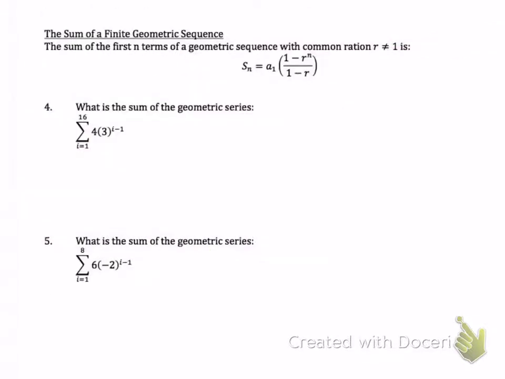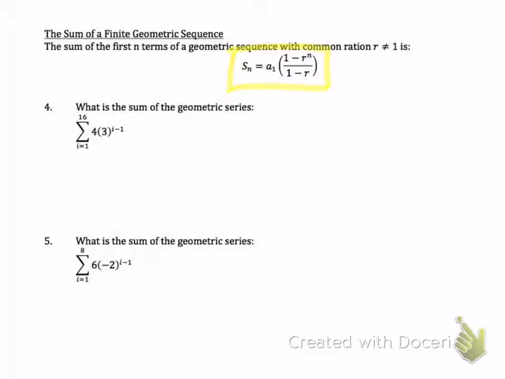Okay, and then the last part is the sum. That's kind of what we did at the end of the last section. You will have this formula. So the sum of a certain number, whatever your n is going to be, your first term times 1 minus r to the nth power over 1 minus r.